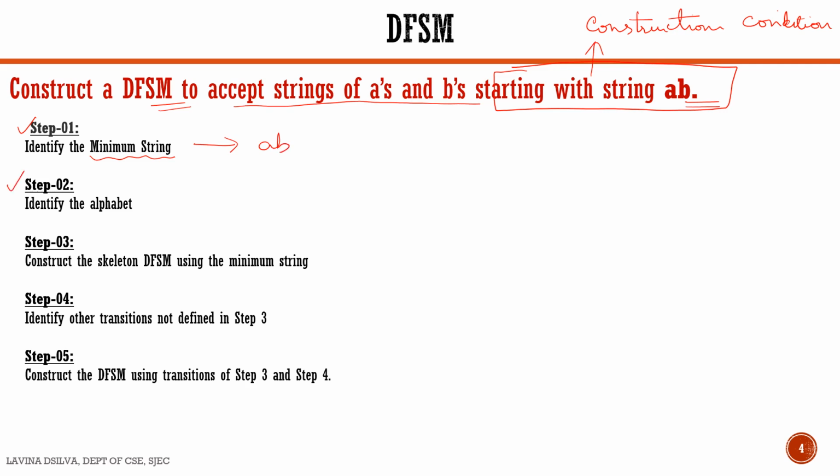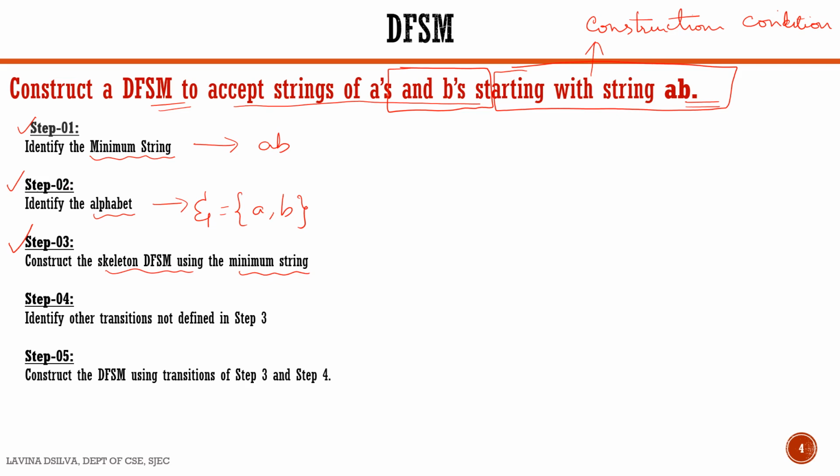The second step is to identify the alphabet. So over which symbols do we construct the DFSM? It is strings of A's and B's. So we know that the alphabet set is A, B. Step 3 is to construct the skeleton DFSM using the minimum string. So we use step 1 and step 2 to construct the skeleton DFSM.